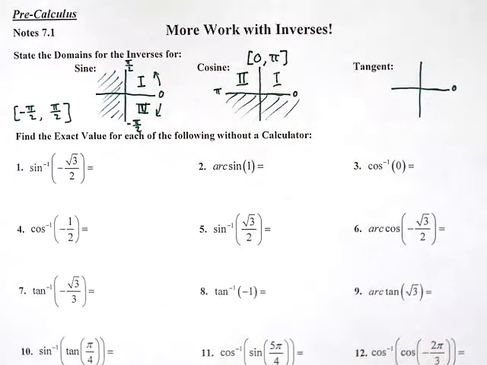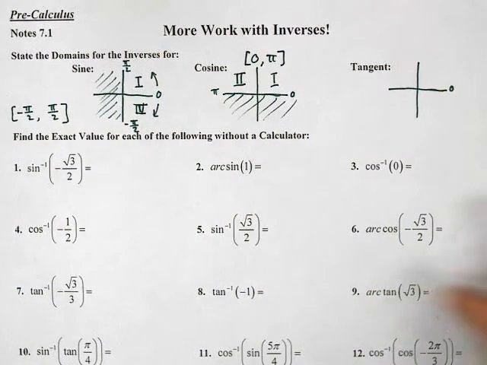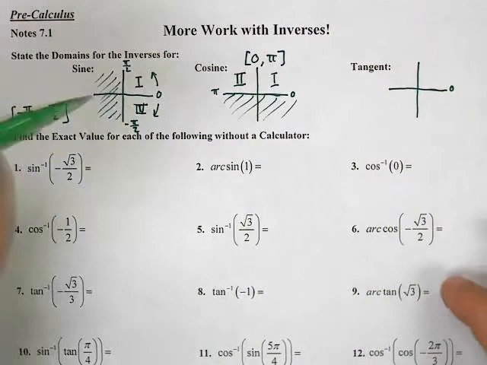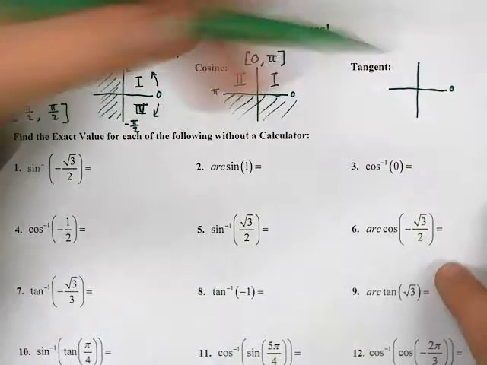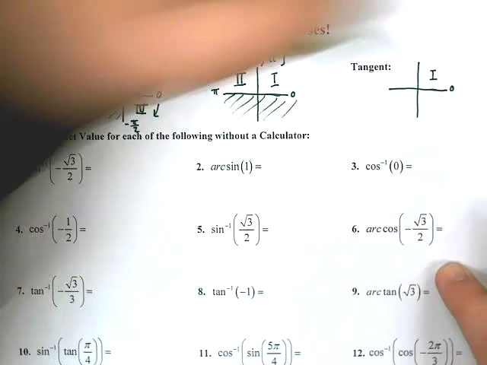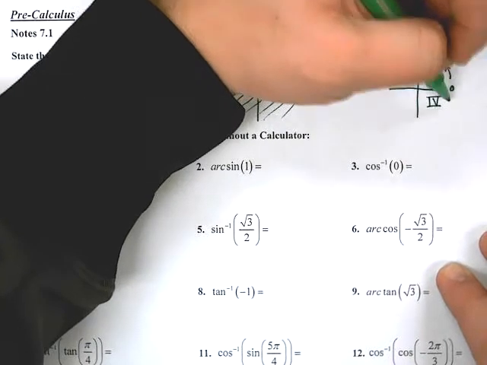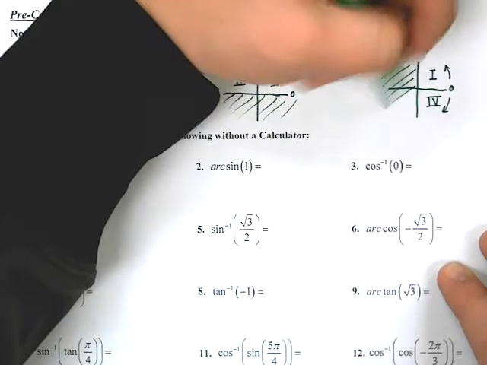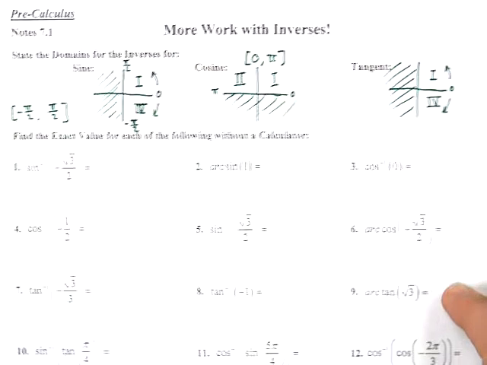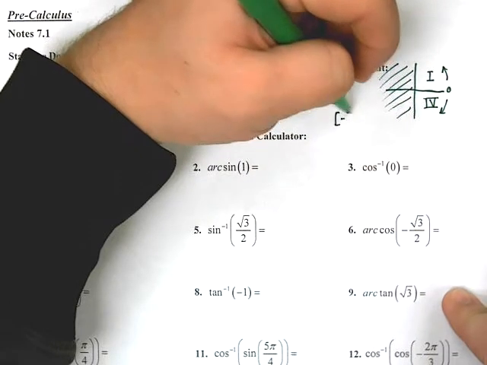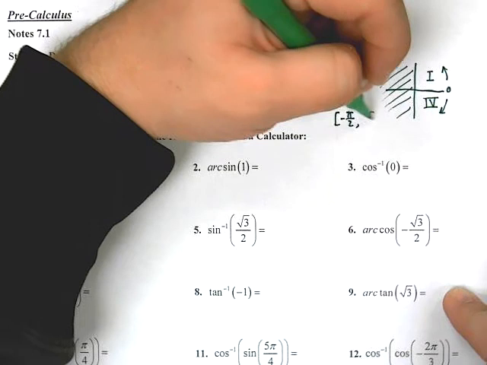And what's really nice is you can just remember tangent is the same thing as sine. We know that tangent is positive in quadrant 1 and negative in quadrant 4, so go up or down and get rid of 2 and 3. Once again, we have negative pi over 2 to pi over 2.